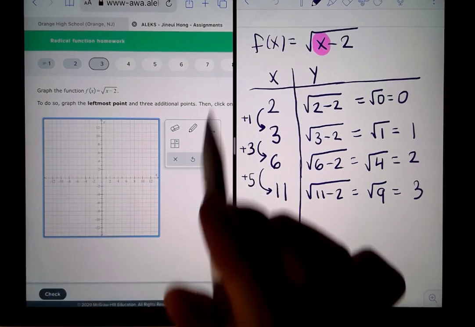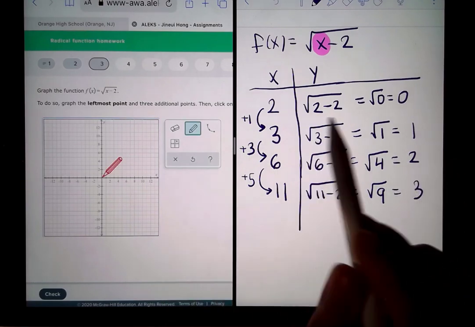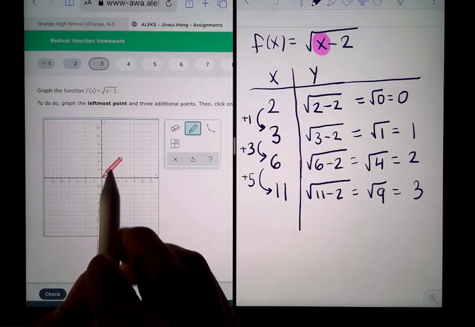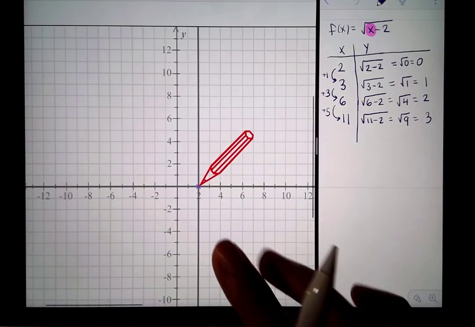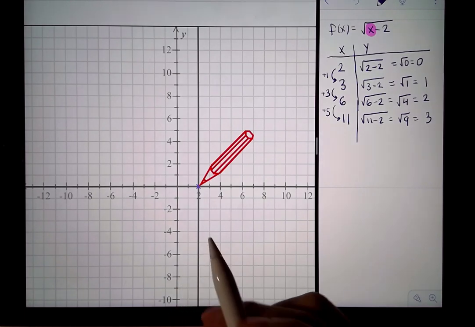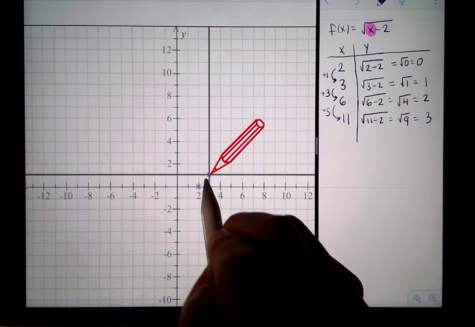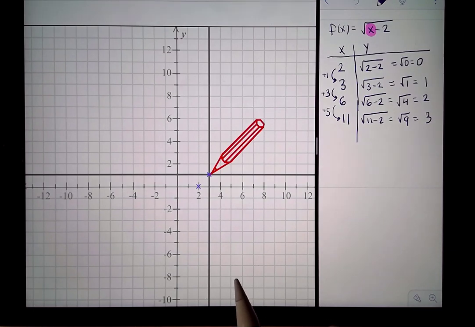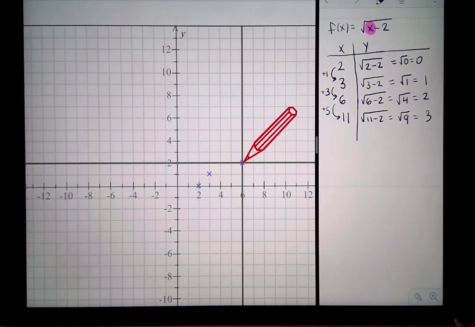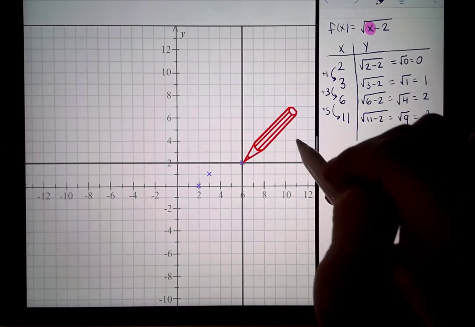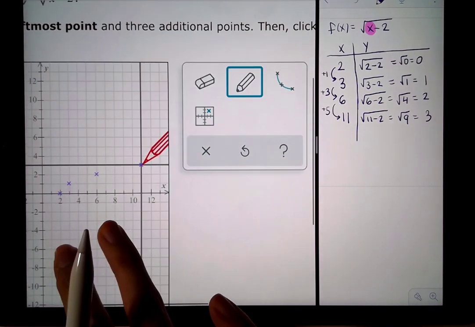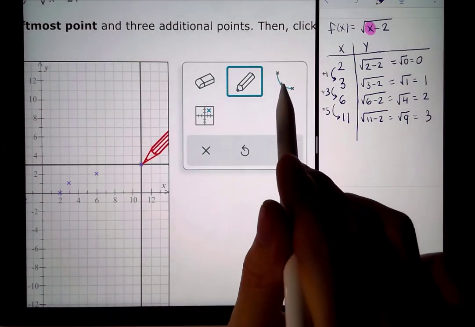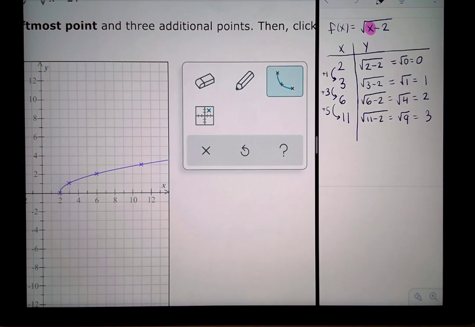So let's plot it. Hopefully this time it works. So first point is 2, 0. So we go to 2, 0. And my second point is 3, 1. 3, 1. So it's right here. My third, that's 6, 2. My fourth, 11, 3. Like this. Right? So once you complete plotting, you just hit this one. Connect it. Yay! This time it works. So that's my radical function over here.